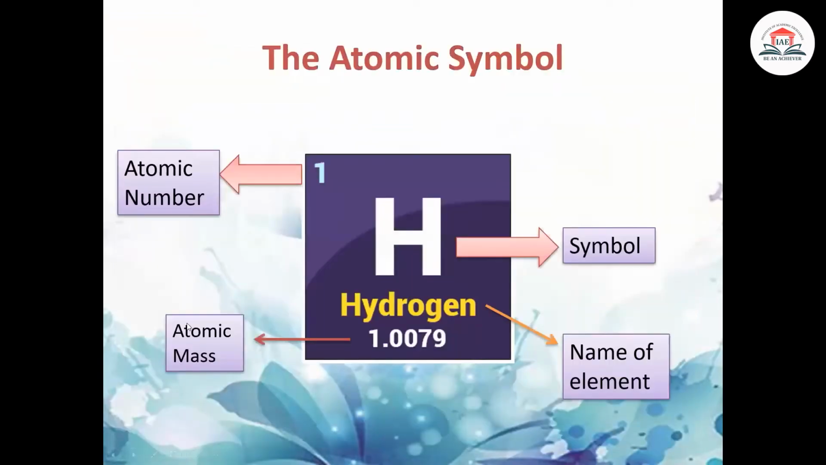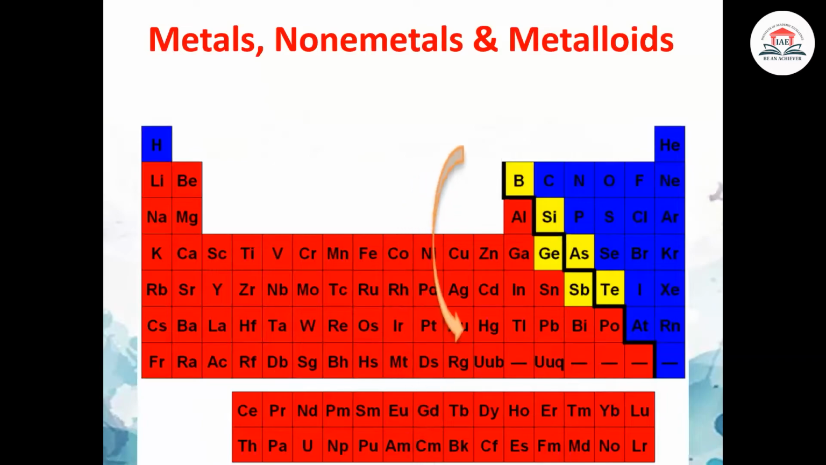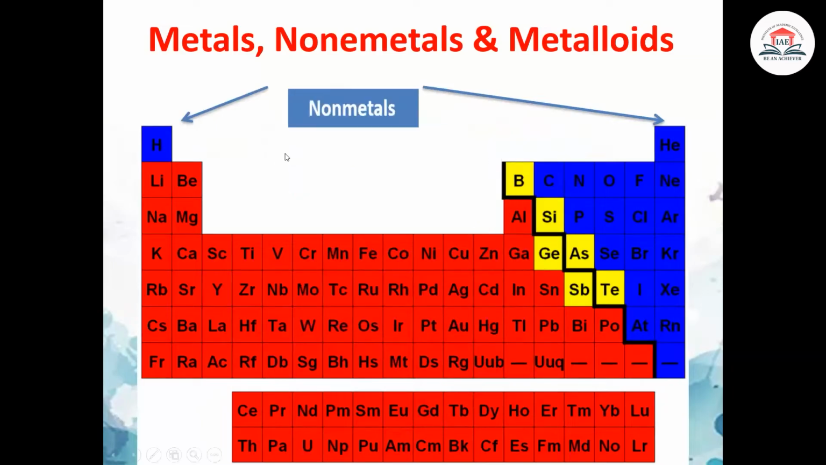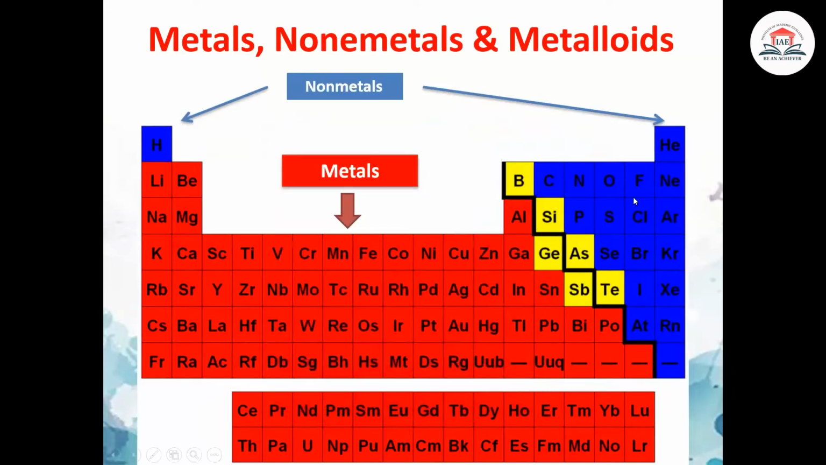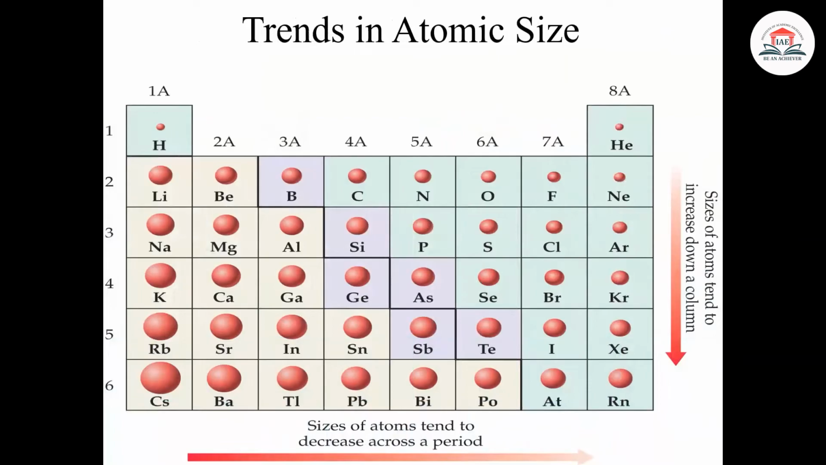So this is the atomic symbol. On the top left corner, the atomic number is shown in the periodic table, and at the bottom is the atomic mass. This is the symbol and the name of the element. Furthermore, in the periodic table, these blue boxes are for the non-metals, these red ones are all the metals, and these yellow ones are the metalloids. Metalloids are those which have properties of both metals and non-metals.